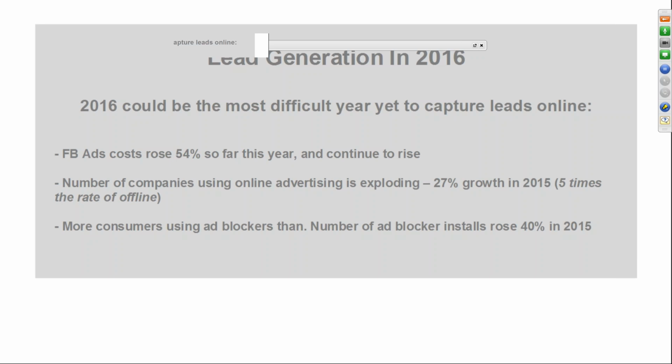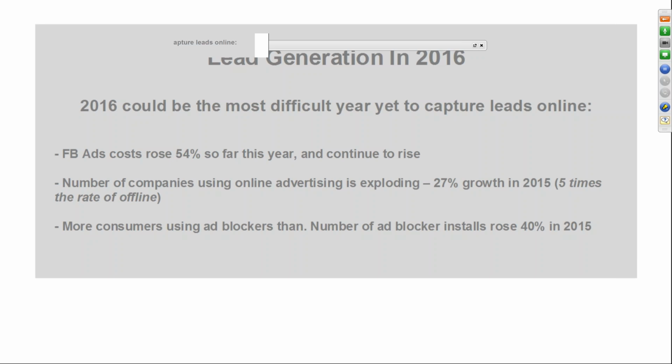But even just Facebook, there have been so many folks jumping on board the Facebook ads platform in the past year that costs rose by 54% just in the past 12 months. The number of companies using online ads was 27% more in 2015 than in 2014. It's growing at 5 times the rate of offline marketing strategies. So what that means, guys, is more competition, right?